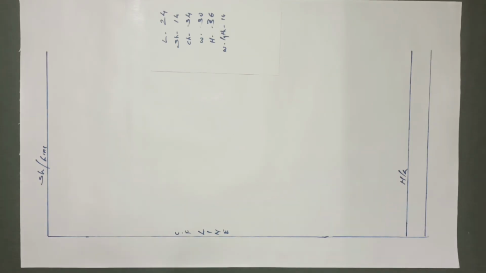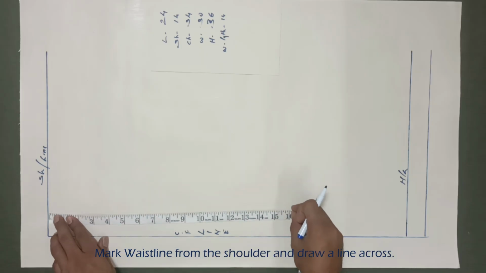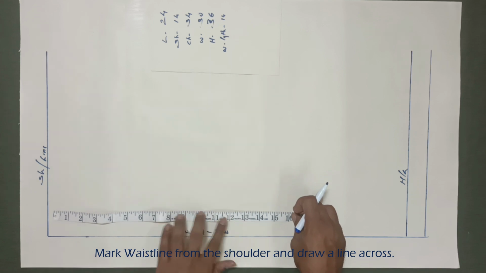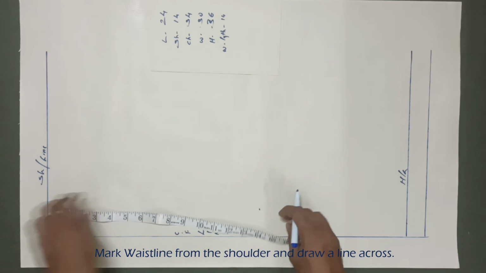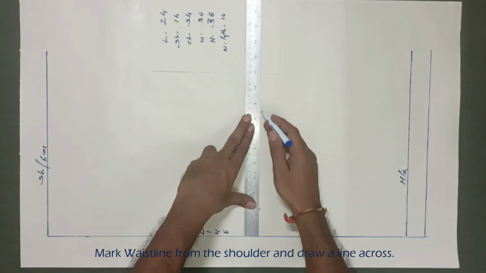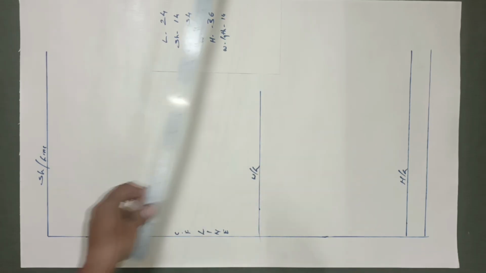Once you are complete with the bottom line, now mark a waist line. Locate the waist line, that is, waist length is 14 inches. From the shoulder, mark 14 inches and draw a line across. This is considered as the waist line.